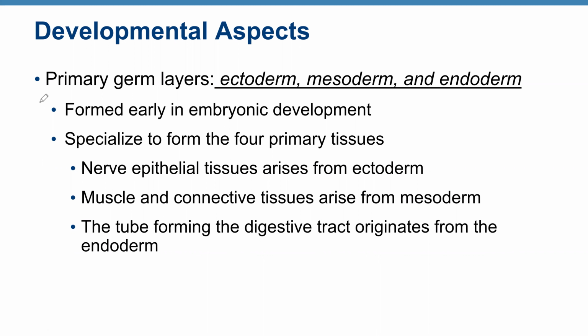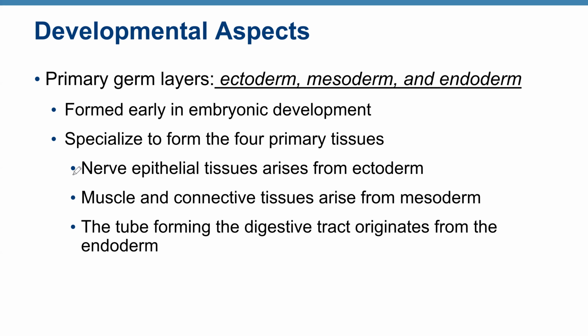And when we have enough cells, they start to differentiate. When cells differentiate, they form primary germ layers. We have three layers: ectoderm, mesoderm, and endoderm. They form early in embryonic development and specialize to form the four primary tissues of human organisms: epithelial tissue, connective, nervous, and muscle tissue.